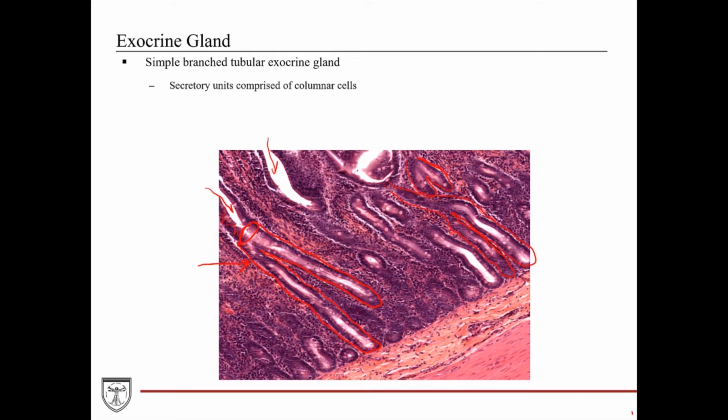So the secretory units are typically comprised of the columnar cells, many of which are the mucin-secreting goblet cells. So that's what forms the tubules. And again, it's 2 or more of these tubules draining into a single, really short duct leading out into the external environment. And such ducts are typically associated with the stomach and small intestine.